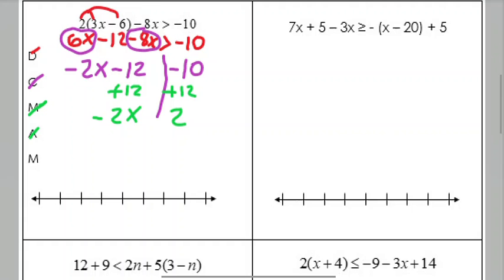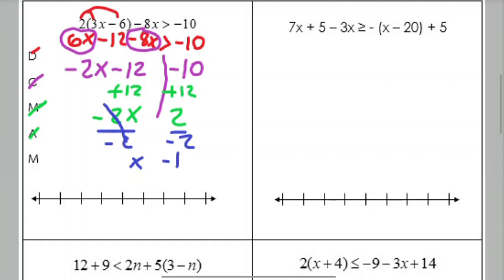So finally, my last step is multiply or divide. So I see I have negative 2x. That means multiply. So I have to do the opposite of that, which would be divide. So I divide by negative 2 to leave me with x on this side, because these negative 2's cancel out. And then 2 divided by negative 2 will give me negative 1.